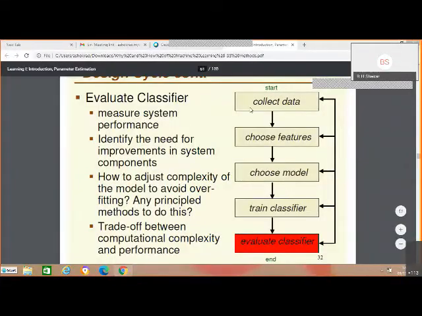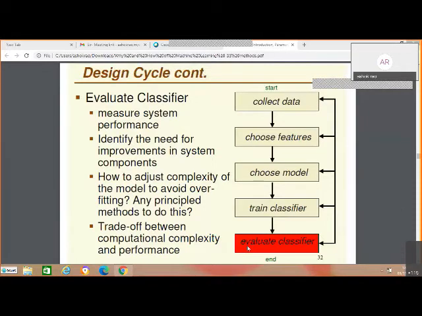So I was here when we saw the entire cycle of PR, pattern recognition, which is actually the entire cycle of machine learning. In machine learning, you collect data. Based on the data and the domain knowledge that you have, you will select the features. Based on the features, you will choose a model for classifier, which is internal. Till here, you have to intervene.